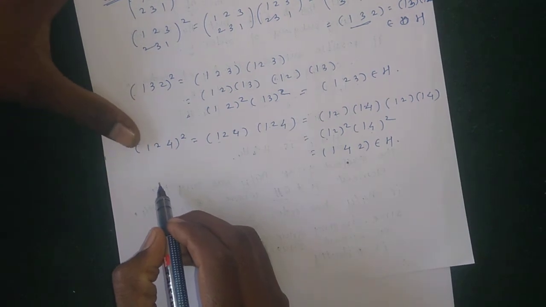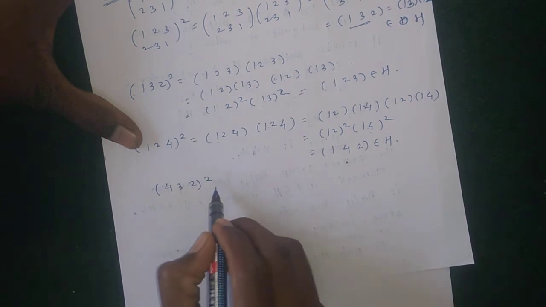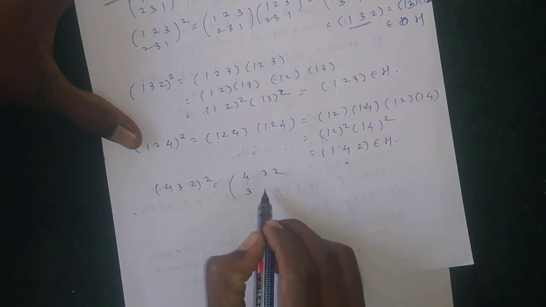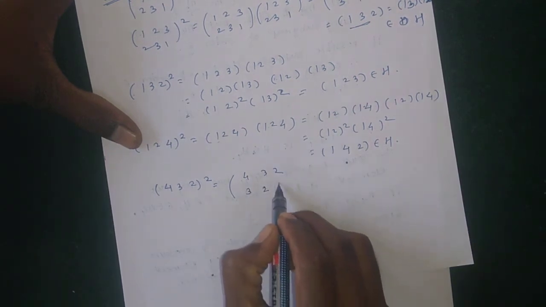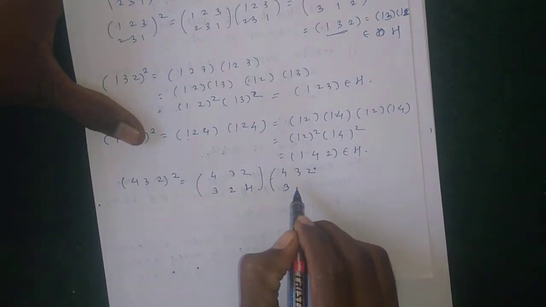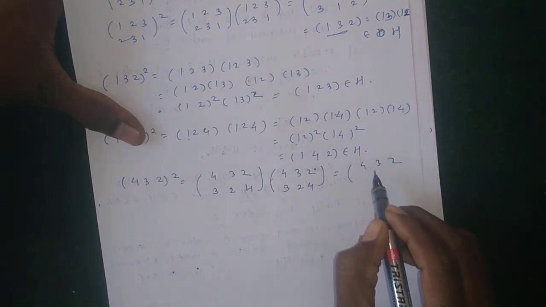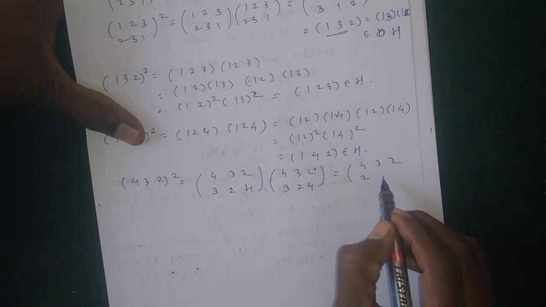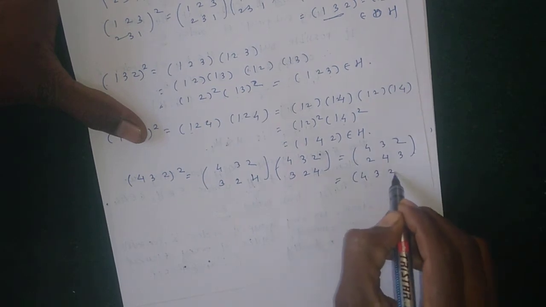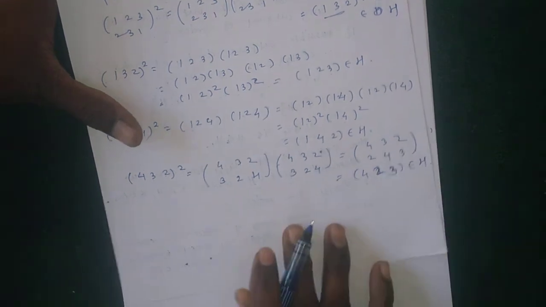this one element, this second element, then consider 432, their square: 4 has value 3, 3 has value 2, and 2 has value 4. Okay, using this, multiply 432 and 3 2 4, then their multiplication is 4 has value 3, 3 has value 2, 2 has value 4, 3. Okay, this is 4 2 3, this also belongs to EH.